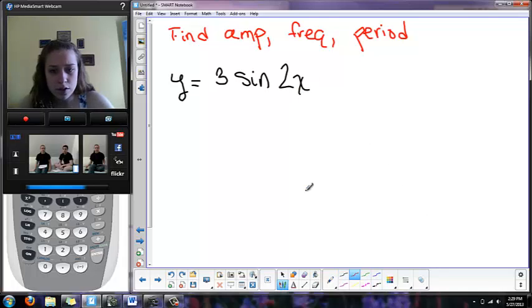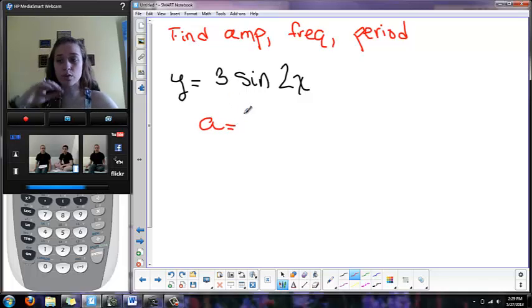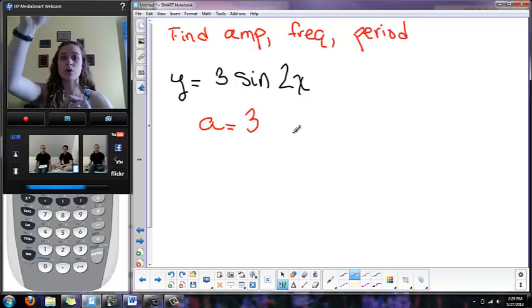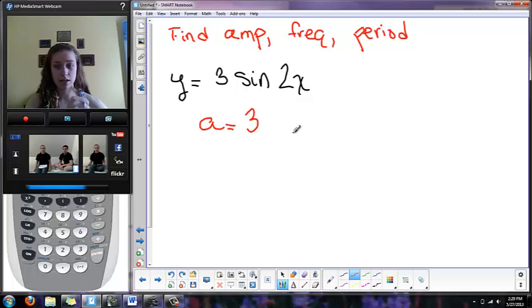Okay, so what's my amplitude? My amplitude is the number right out front. That tells me how high and how low it goes. So the amplitude in this case is 3. That means that that function starts at 0, ends at 0, goes through 0 in the middle. But when it hits its max, it's going all the way up to 3. When it hits its minimum, it's going all the way down to -3.